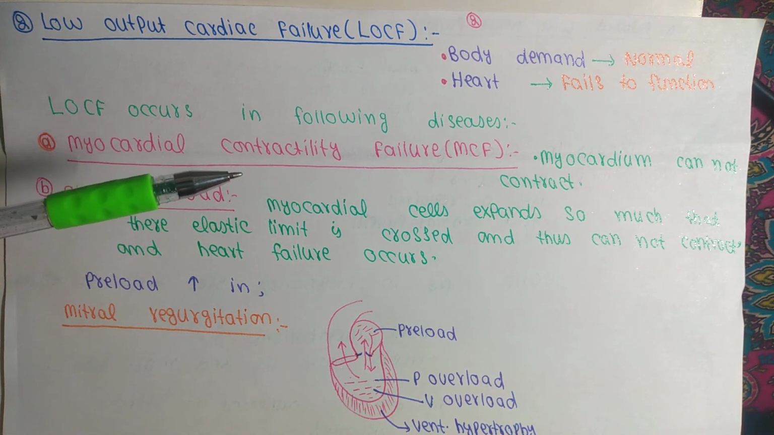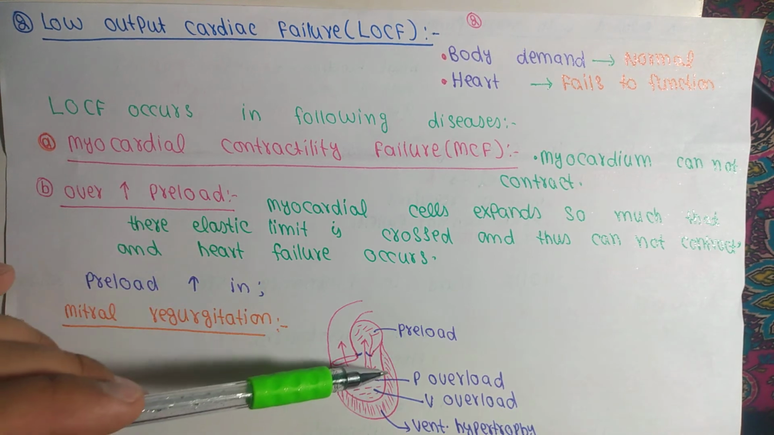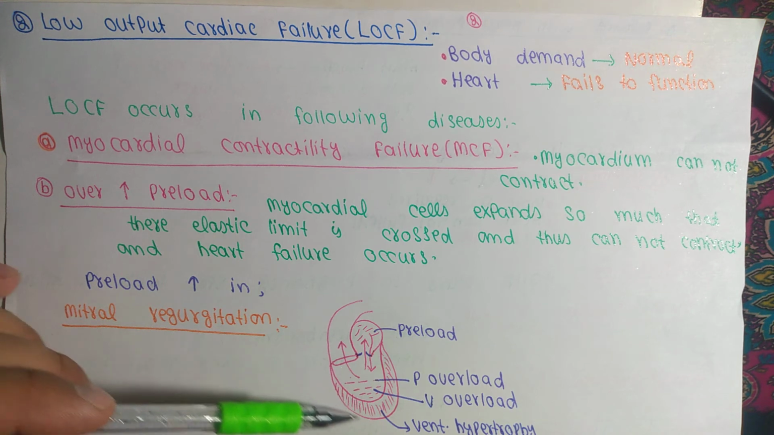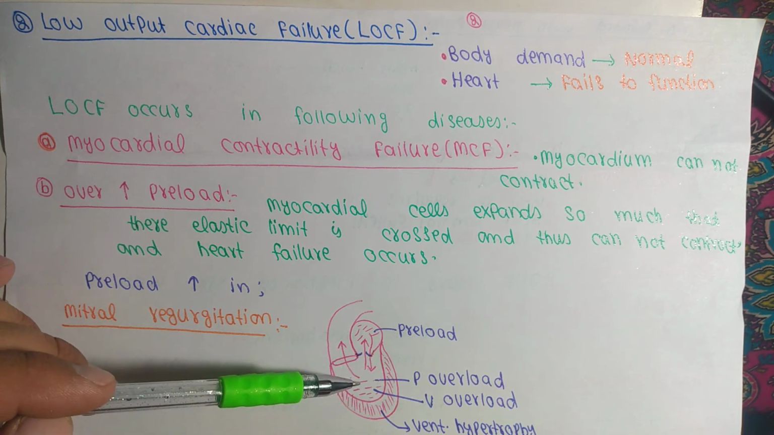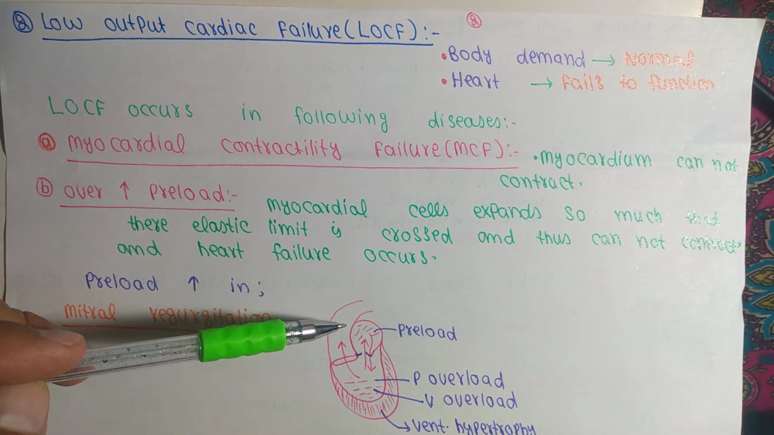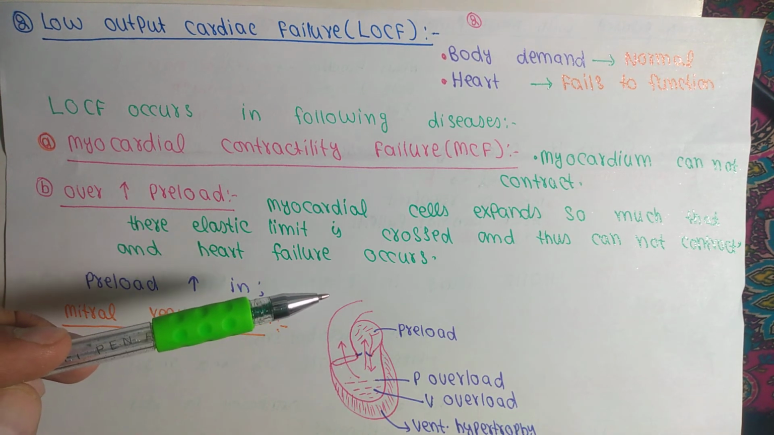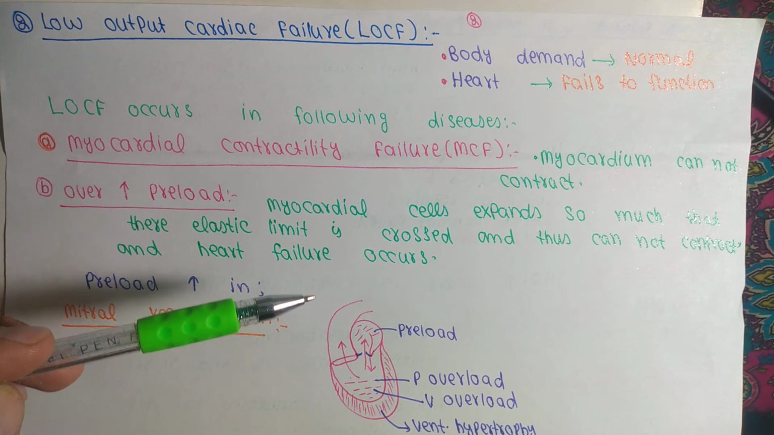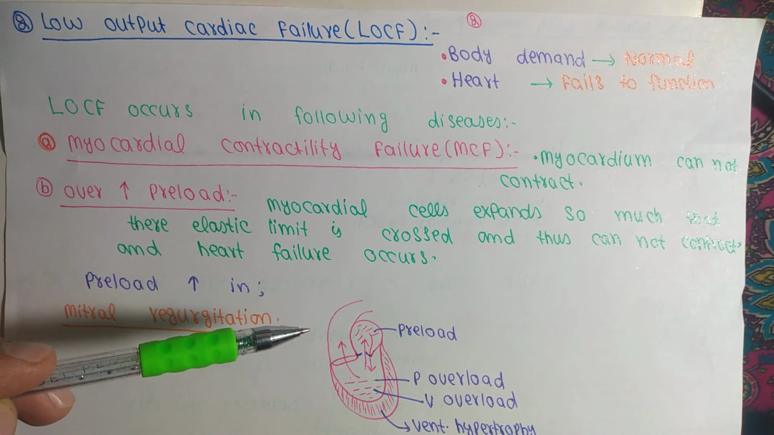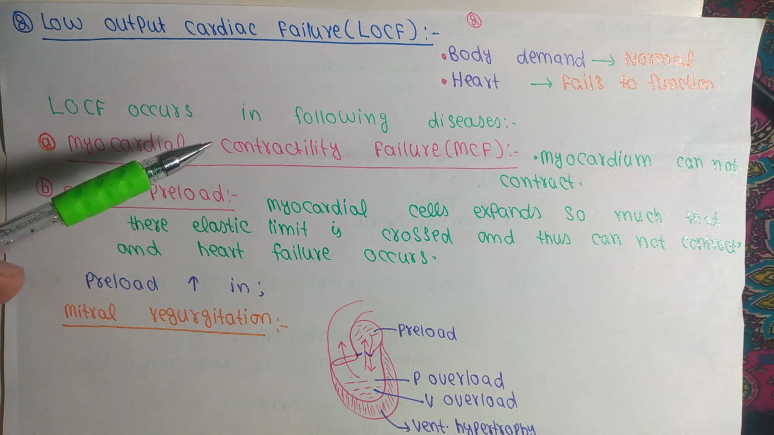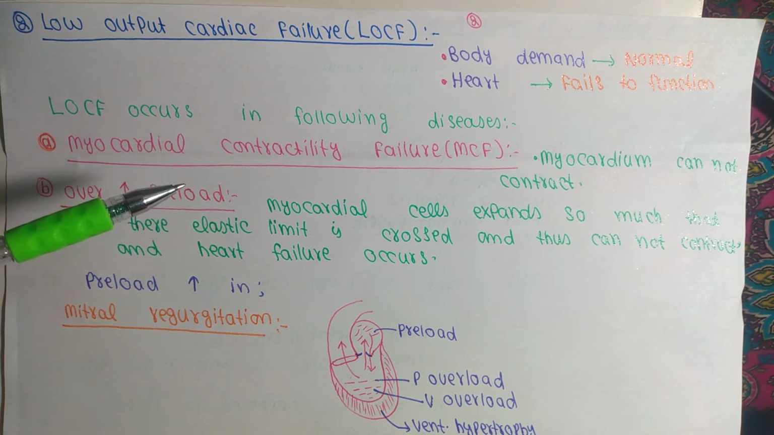In this case, when the myocardium of the heart, for example, this is the myocardium of the heart, the muscular layer, is unable to contract properly, it will be unable to pump the blood into systemic and pulmonary circulation, and thus less oxygen will be received by tissues, and we will say that heart failure is occurring. So myocardial contractility failure results in failure of the heart.